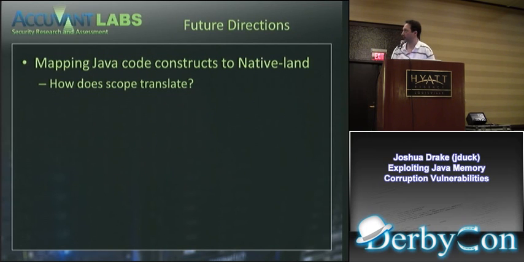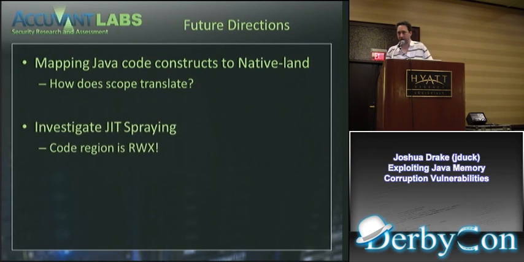So future things, something I always wanted to do is try to map Java code constructs into native land. So when you create a static variable in Java, does it get put in the Java heap, or does it get put in like a global variable, or where does that fit into the native memory layout? How does scope translate, or local variables, are they stored in the Java object heap and garbage collected, or are they on the stack, or what are they doing? I want to look more into JIT spraying because the JIT is the only address range in the process that is still RWX to this day. It's pretty common. They don't like to remap their pages read-write after they put JIT code in there because it just adds a lot of overhead.